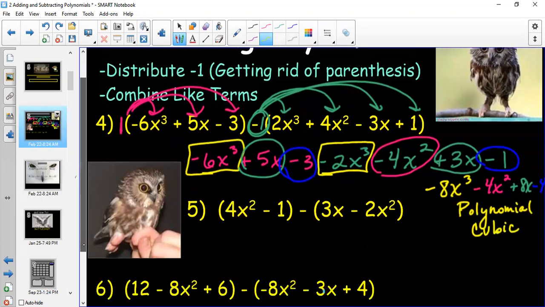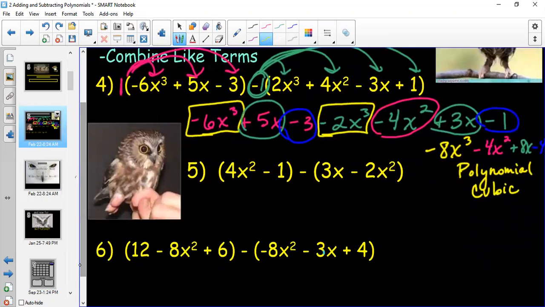All right, let's try this number 5 here. I'm going to show you maybe a different way which shows less work. So on the first one, you can erase the parentheses in your mind. Now on the second one, I'm going to turn this into a plus, but since I'm distributing the negative, I'm going to make this a negative 3x, and I'm going to make this a positive 2x squared. So if you don't want to rewrite it like you did in the first one, you at least have to put the correct symbols on the second set of parentheses.